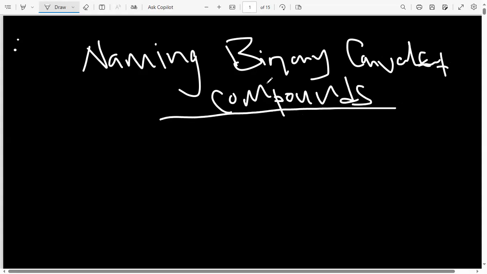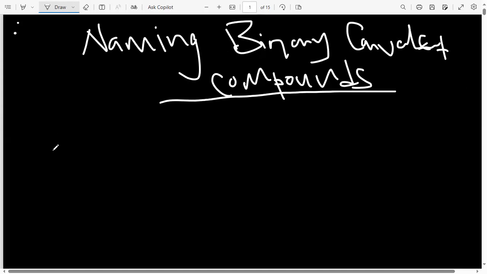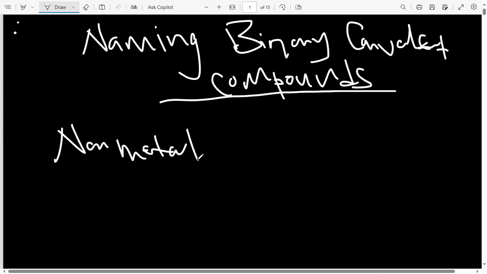By the term binary here, we mean this compound contains two elements. And by covalent, what do we mean? We mean it's a compound that is made up of two nonmetals. So we have two nonmetals combining to form a compound. I have a nonmetal plus another nonmetal, and whatever they form is what we are calling a covalent compound. So how can we name a covalent compound?